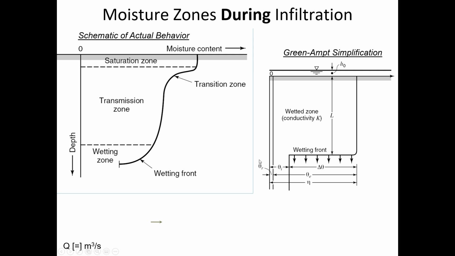And so here, they're using theta to talk about how much moisture is in the soil. Theta sub i is the initial water content, and then delta theta is the difference between the initial moisture content and when it's fully saturated.